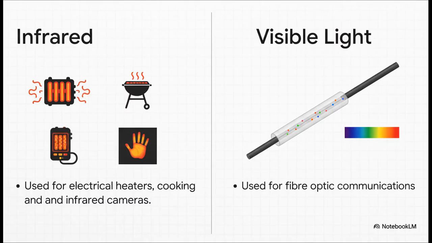Moving on, we get to infrared radiation. You know this one already. It's what we feel as heat. It's used in heaters, grills, and those cool infrared cameras that let you see in the dark. And then we hit visible light. And what's amazing is that it's just this tiny, tiny sliver of the whole spectrum, but it's the only part our eyes can actually detect. It's also the key to our super fast fiber optic broadband.